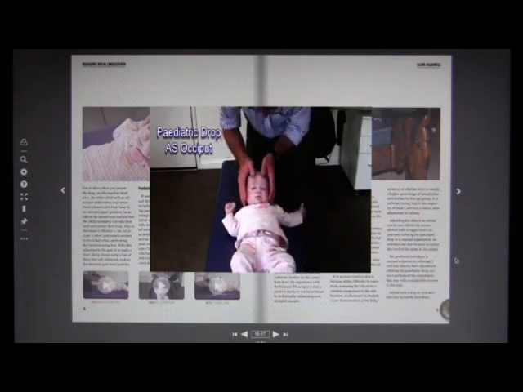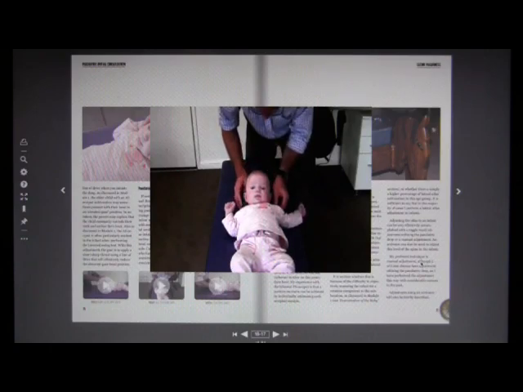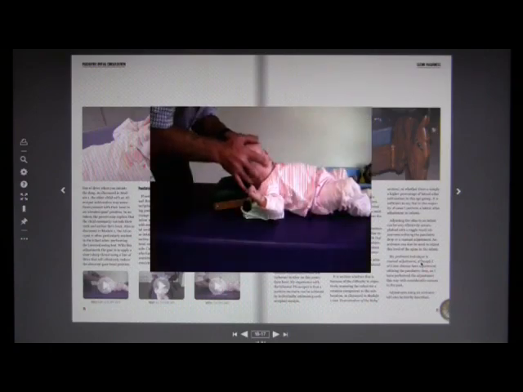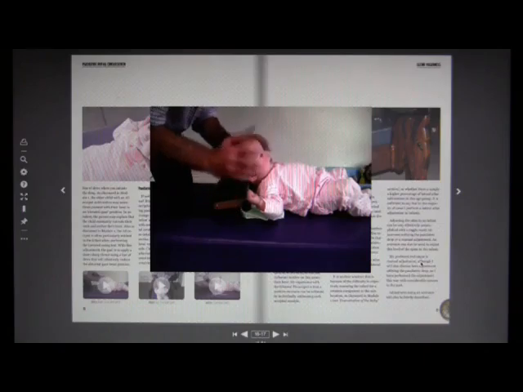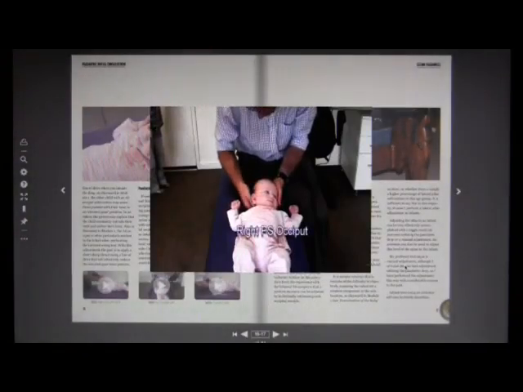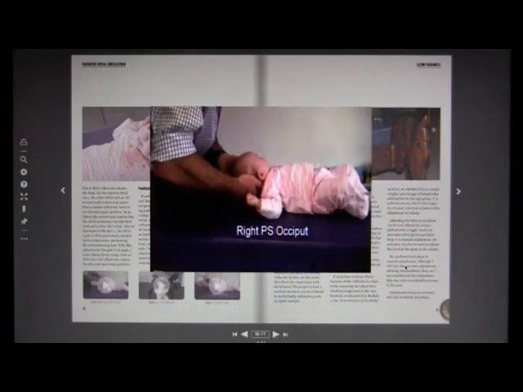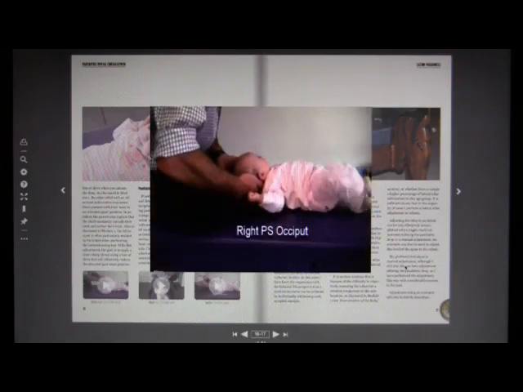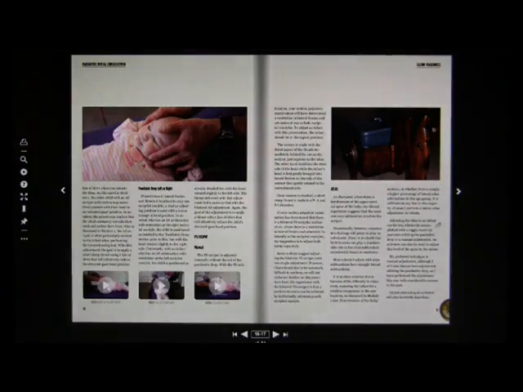A variety of adjusting techniques for each area of the spine is presented, with each technique described in detail, followed by a video demonstration of the actual adjustment being performed on the child. Again, this serves to reinforce and accelerate your learning, especially with your ability to view these videos as many times as you need to master the technique.